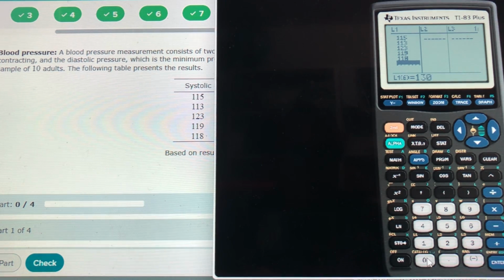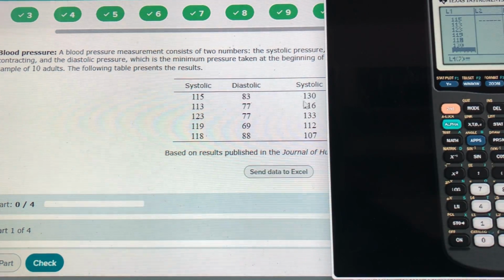I was trying to get it so I could see it at the same time. Maybe I can make this smaller. There, 130, 116, 133, 112, and 107. So you're putting the entire first and third columns into L1 because they're both labeled systolic. Then diastolic, that goes in L2.